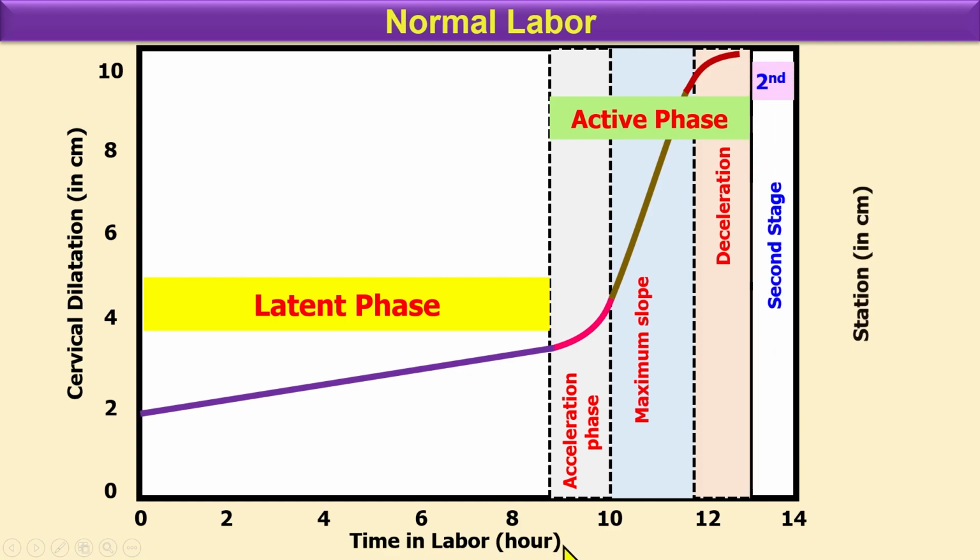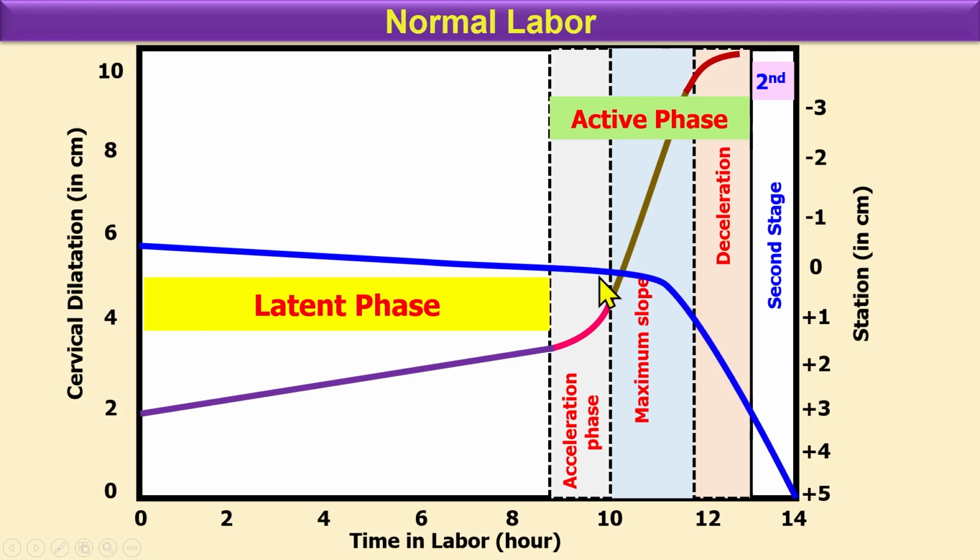Okay, if you compare with the station, what is happening to the station, how the baby is coming down. So -5 to +5. So here you can see as the time passes the dilation is increasing, so the fetus is coming down from this. So you can see here it's now become crowning. So there is the descent of the fetus. Okay, so on this side the station, on this side the cervical dilation with the passage of the time.